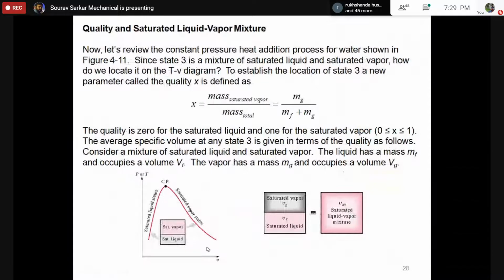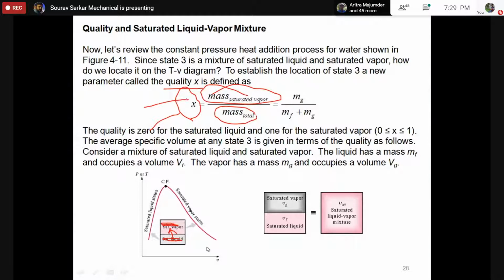So I'm just giving one example. Suppose you have one mixture, and in that mixture, some part of the liquid is converted into vapor. So there will be some part which is saturated liquid, and the remaining part is saturated vapor. So I am defining one parameter. That parameter is called X. Please follow, this part is a little bit complicated, so please pay attention. X is defined as a quality. What is quality? Quality is nothing but the mass of the saturated vapor by the total mass.